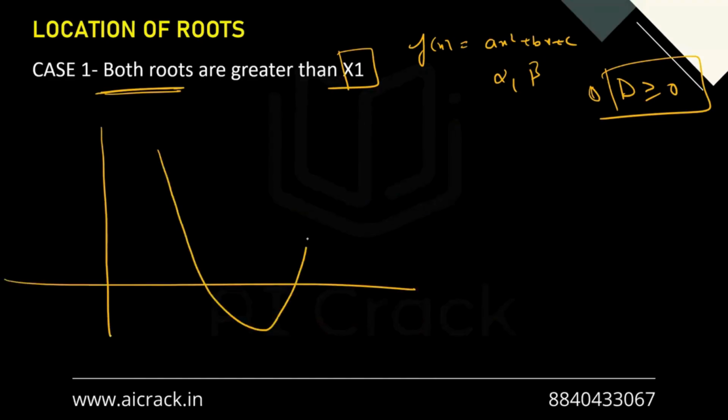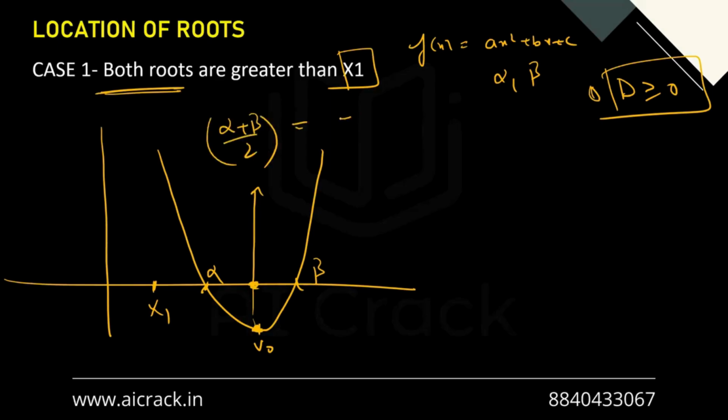Let's say we have this case over here, we have x1 over here, this is alpha, this is beta. Now if you remember, this lowest point, let's say this is the vertex V0. Now if we find the x coordinate of this V0, that would come out to be alpha plus beta by 2, and that actually comes out to be minus b by 2a for this quadratic expression ax square plus bx plus c. V0 equals alpha plus beta by 2, that is minus b by 2a, exactly at the center of alpha and beta.